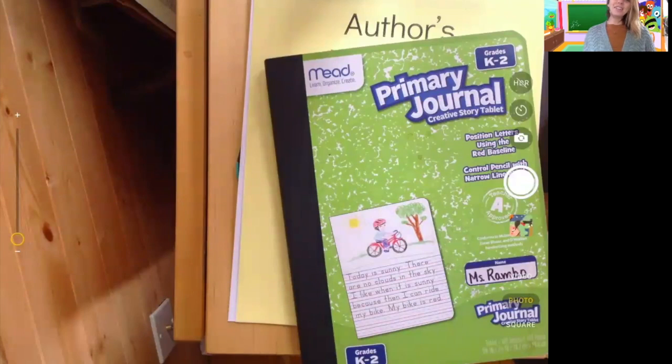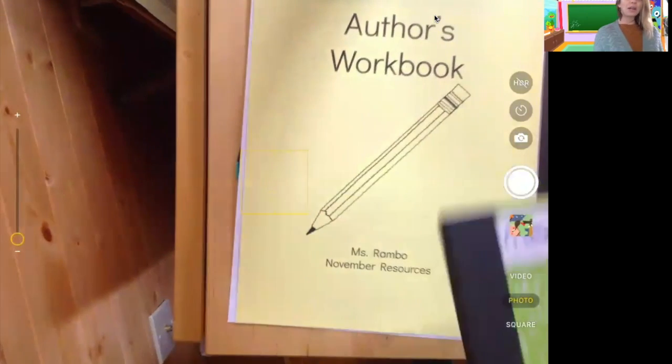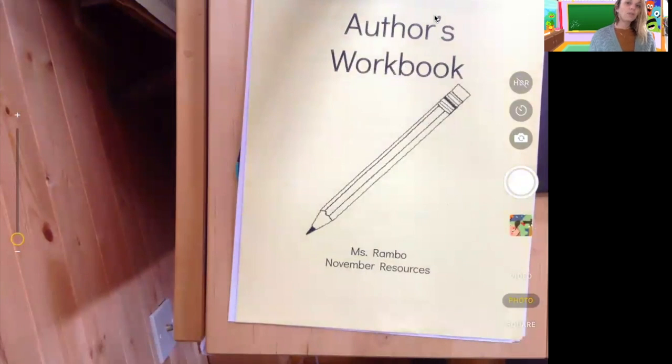Good morning, writers. We have an exciting week ahead of us for our journal time. We're actually going to work towards writing a story. So we're going to use what we've written in our journal so far, the story that we wrote together last week. And you remember we talked about the character, setting, problem, and solution.